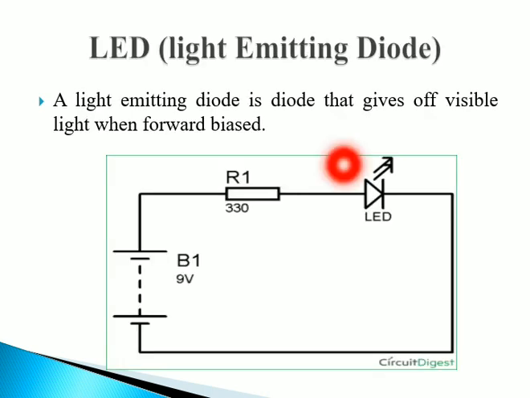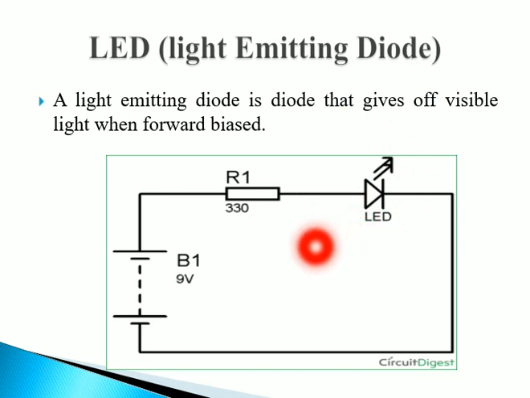The next is the LED. LED stands for light emitting diode. It is a diode which gives off visible light whenever it is forward biased. When the light emitting diode is forward biased, the electrons from the n-type material cross the PN junction and recombine with the holes present in the p-type material.